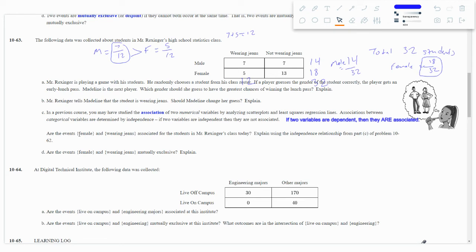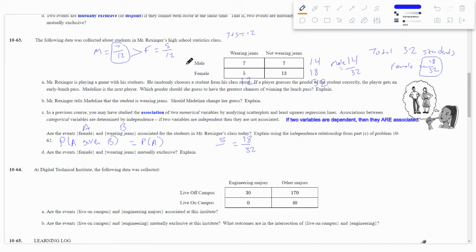So then it's asking, are the events female and wearing jeans associated for the students in Mr. Rexinger's class today? So independence, what we talked about in 10-62, is the probability of A given B the same as the probability of A. A in this case is being female, B is wearing jeans. So the probability of being female in this class is 18 out of 32. But then the probability of being female given the jeans is 5 out of 12, which was our answer for being female here.